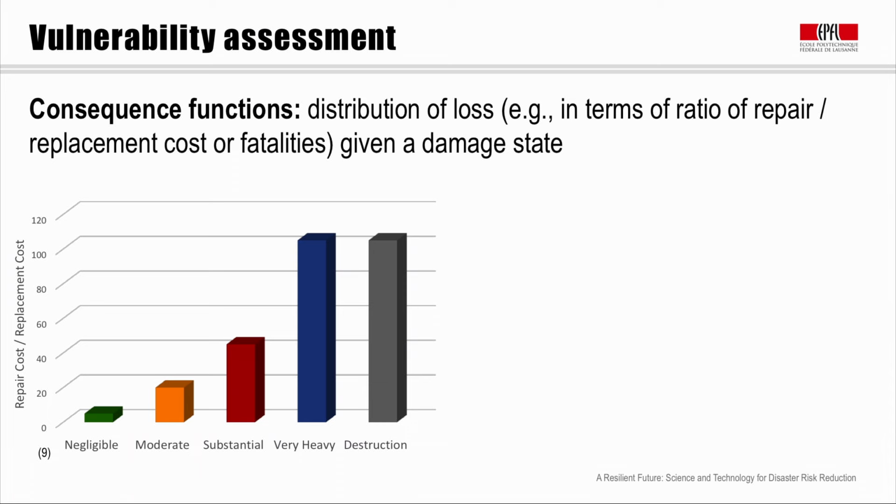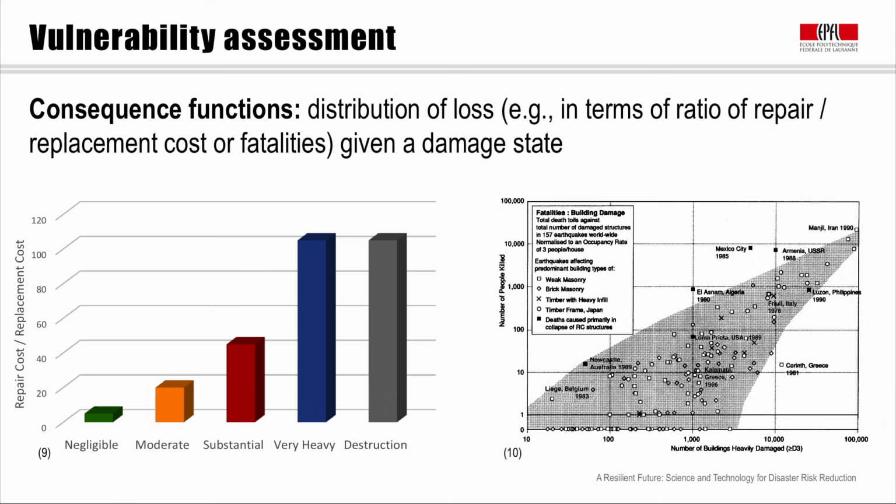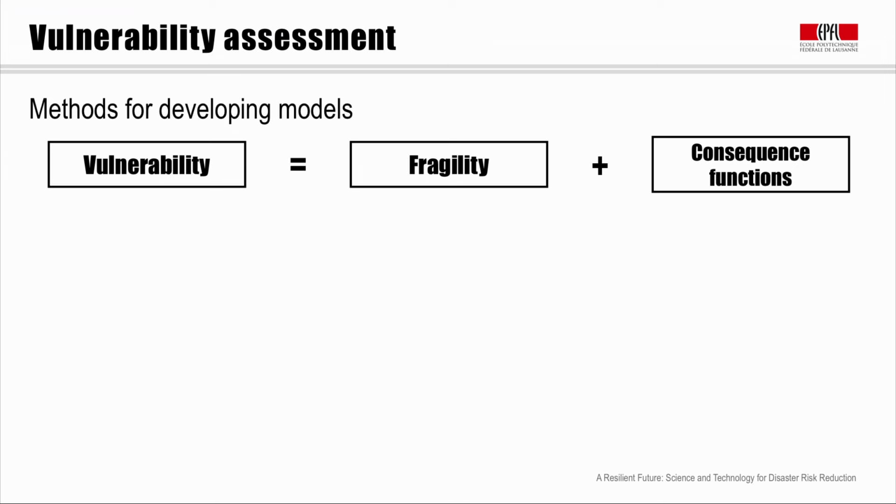Given one such damage state, a consequence function, as exemplified in this figure, can then be used to obtain the distribution of loss, herein expressed, for instance, in terms of repair to replacement costs. On the right, we can see another example of a consequence function, where the number of buildings heavily damaged are related to the number of fatalities. In other words, vulnerability can be assessed directly as an independent component, or then as the aggregation of these 2 subcomponents. The approach to be followed will depend on the availability of data for the particular region under study.